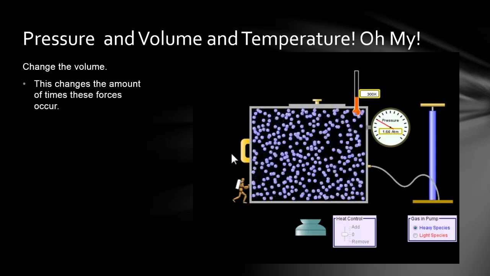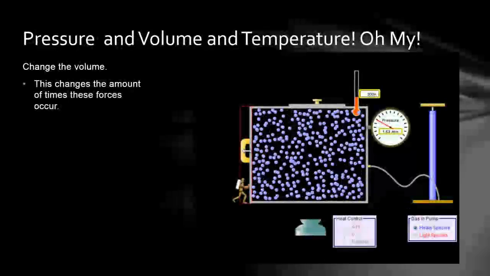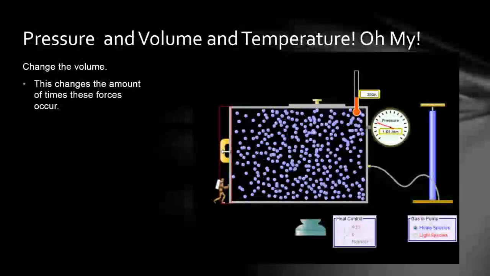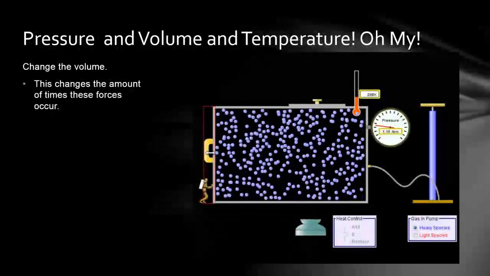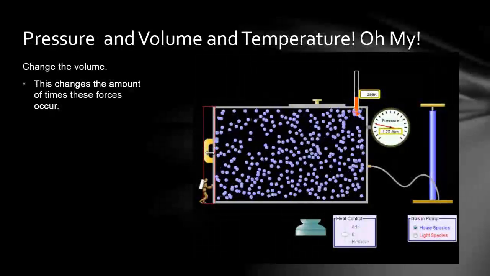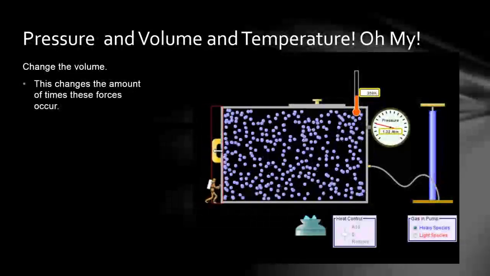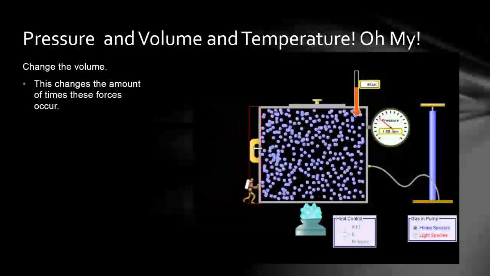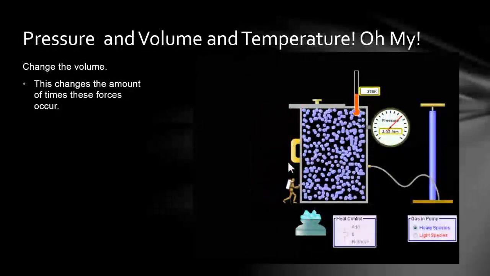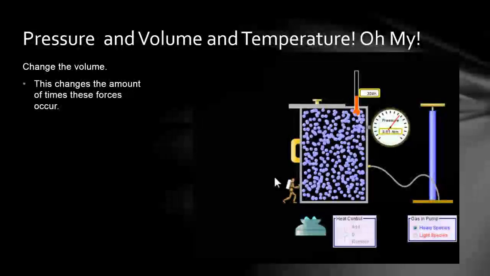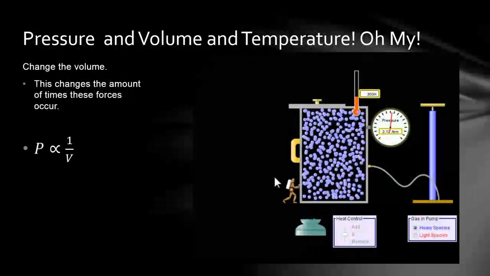Here I have some gas trapped in a container. Notice the pressure gauge to the right and the thermometer on the top. If I increase the volume of the container, we see that the pressure gauge decreases. This is because the molecules are allowed to become spread out and they do not impact the sides as often. As I decrease the volume, the pressure increases. This is because those collisions are taking place more often. Because of this, we can say that pressure is inversely proportional to volume.